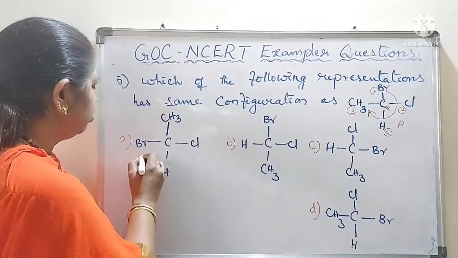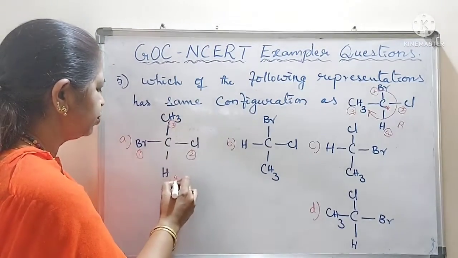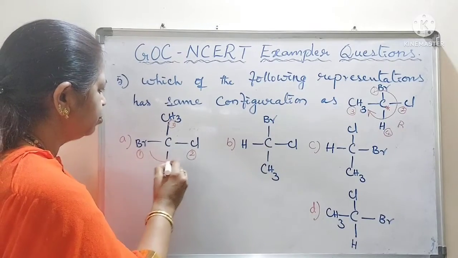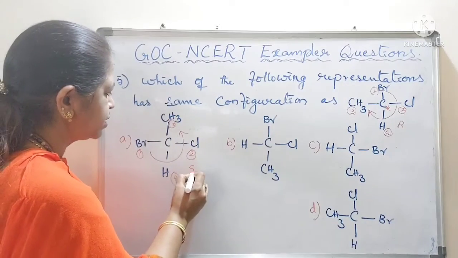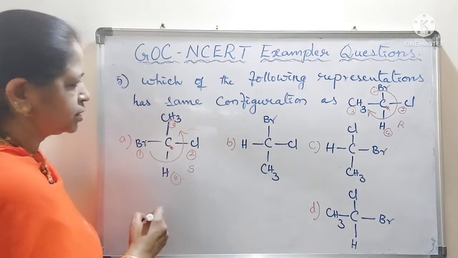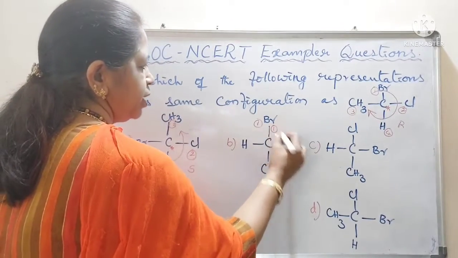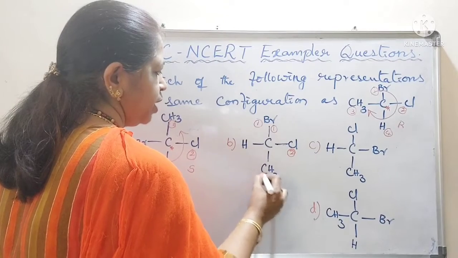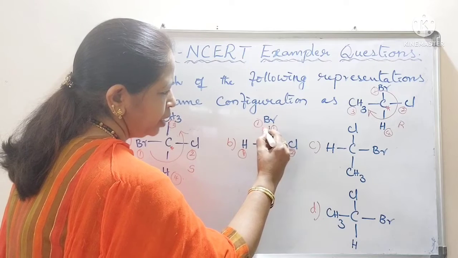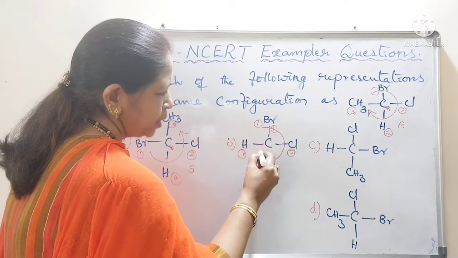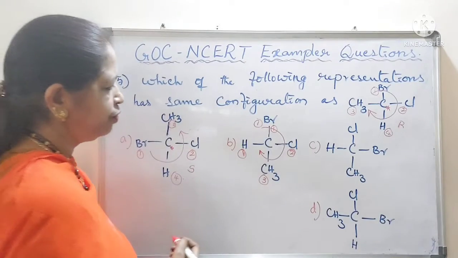In the first one, bromine 1, chlorine 2nd, methyl group 3rd and hydrogen 4th priority, and the arrow mark is moving in anti-clockwise direction. So, it is given S configuration. This carbon has S configuration. Coming to the second option, bromine first priority, chlorine 2nd, methyl group 3rd and hydrogen 4th priority. Now, the arrow mark is moving in which direction? In anti-clockwise direction only it is moving.